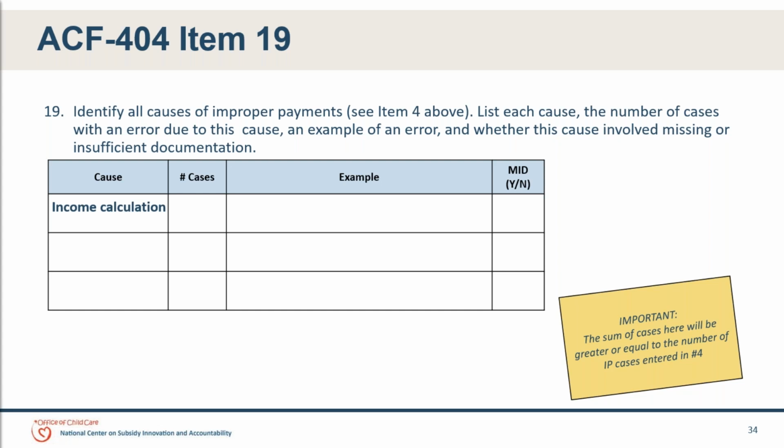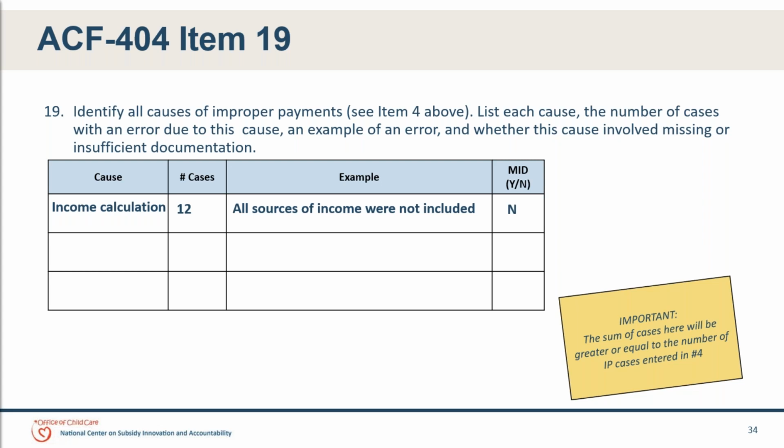Again, it's set up like a table where you can add rows to it in the OLDC. Say that income calculation was one of your error causes. You can say that there were 12 cases with this error and give a brief example, like all sources of income were not included. And then say, no, this was not caused by MID.